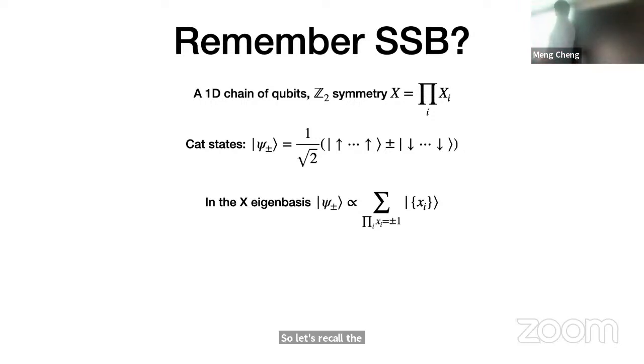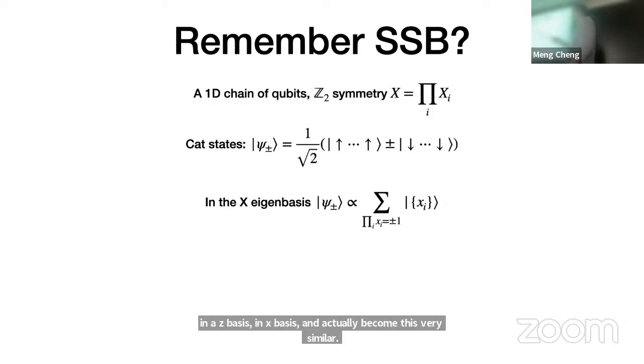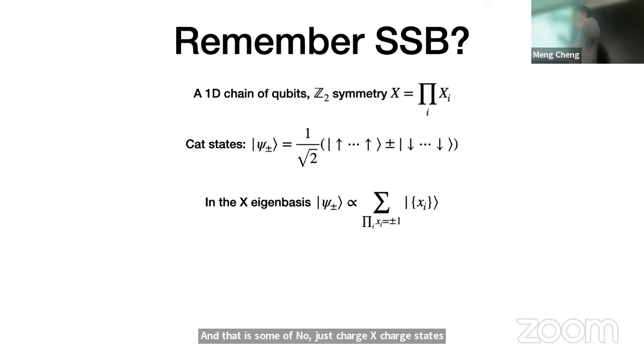Again, I'll use the same spin chain, with the same symmetry. The spontaneous symmetry breaking state for the X symmetry: let's consider a cat state to preserve the symmetry. So it's all spin up plus all spin down, or all spin up minus all spin down. Okay. And if you write this in the X basis, usually we write in the Z basis, it actually becomes this very similar, analogous sum of X charge states everywhere, fixing the global charge. But here it's a coherent superposition, it's not a mixture.